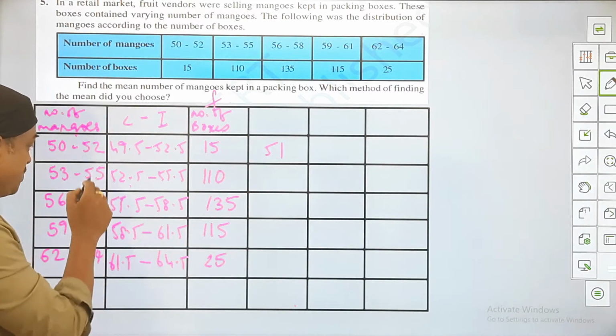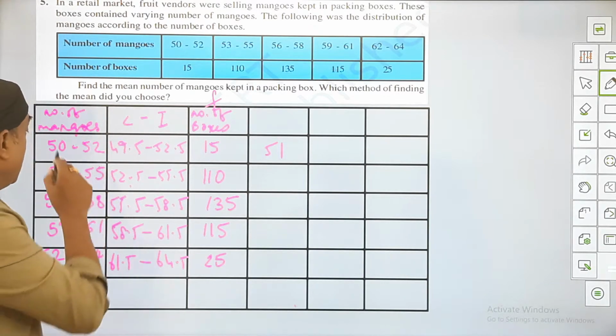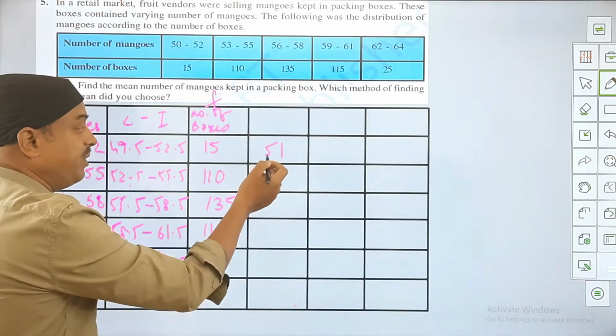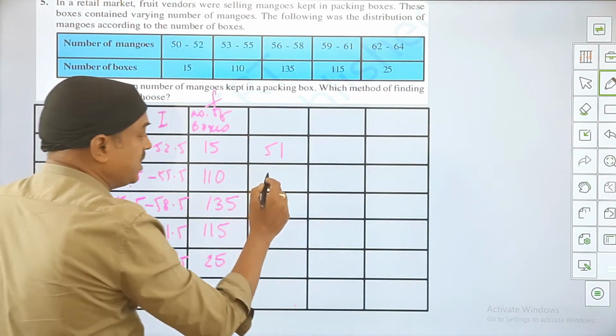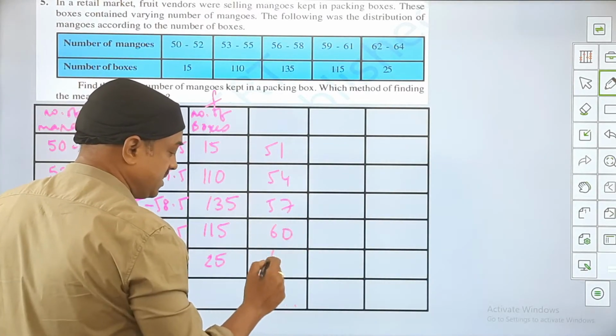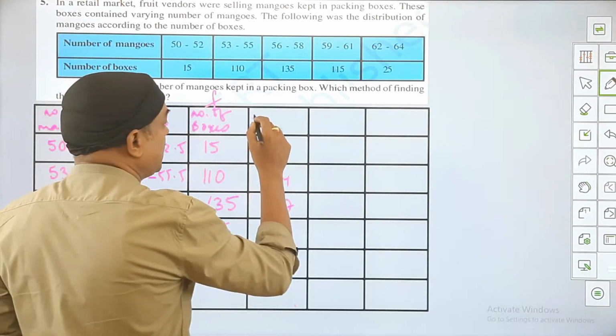Now what is the difference you see? Every time the value is increasing by 3 in the upper limit. Every time the value is increasing by 3 in the lower limit. So definitely this mid value also increases by 3. So this will be 54, 57, 60, 63 are the numbers. Fair? And here this I call it as mid value.